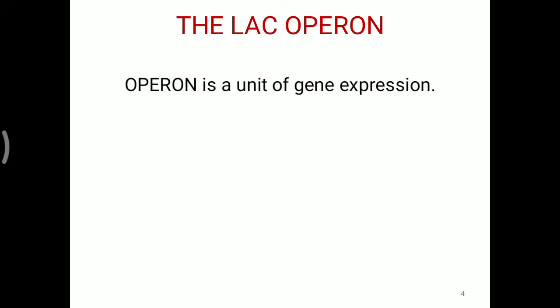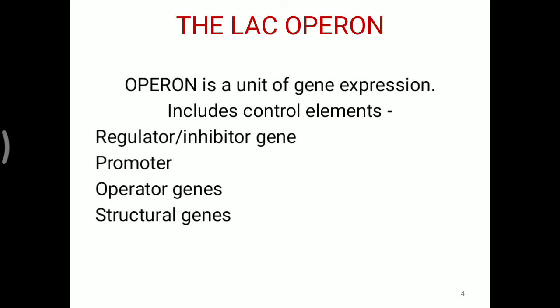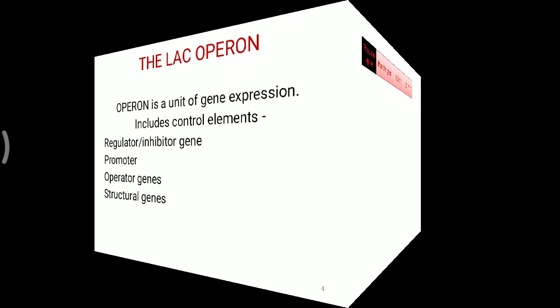To understand that, we have to understand that the operon is considered a unit of gene expression, and it includes control elements. They are called the regulatory site or gene, promoter site, operator gene or operator site, and one more, that is the structural genes. So the operon unit is basically made up of these four parts: regulatory site, promoter site, operator site, and structural genes. We will look at these four in detail.